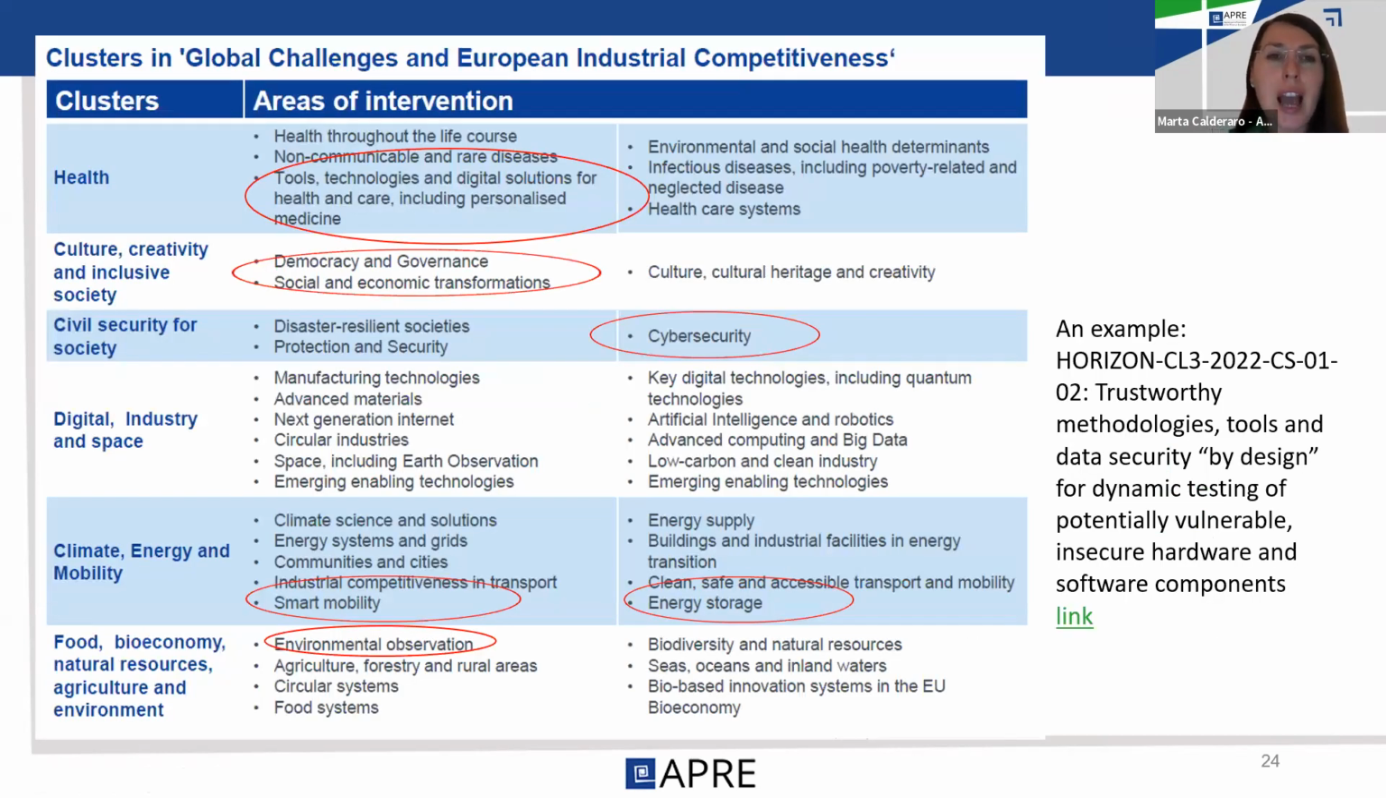But as we have mentioned previously, Horizon Europe is fostering in particular the digital transformation via also several clusters. So your opportunities for collaboration cannot be limited to the cluster for digital industry and space that we have just cited. We have also other different areas of intervention where there are opportunities for you to collaborate.